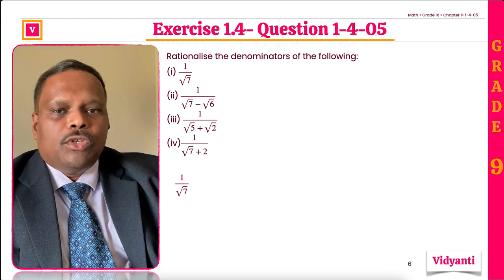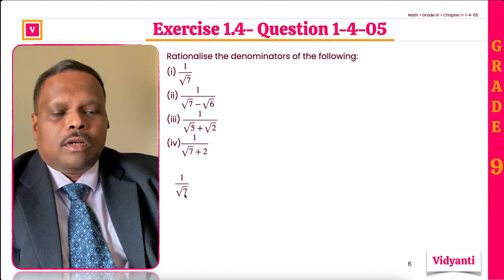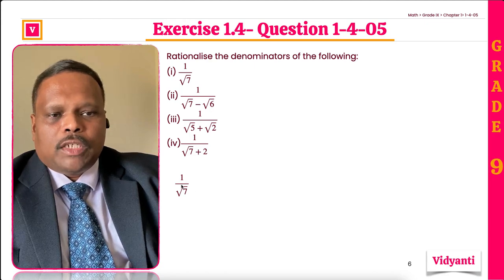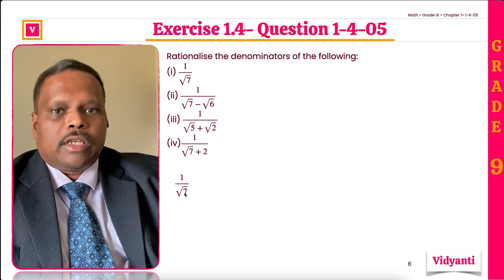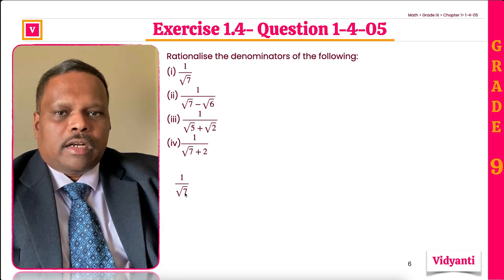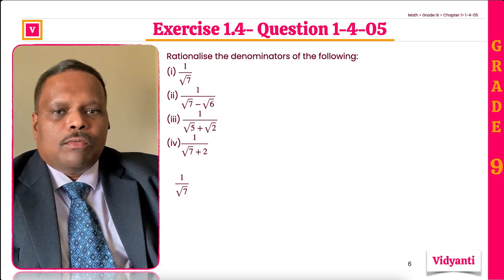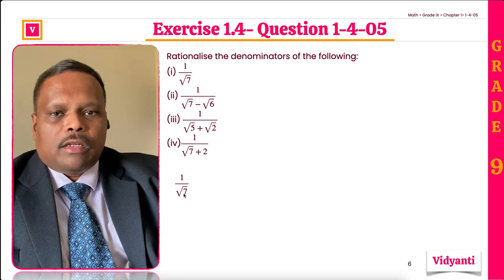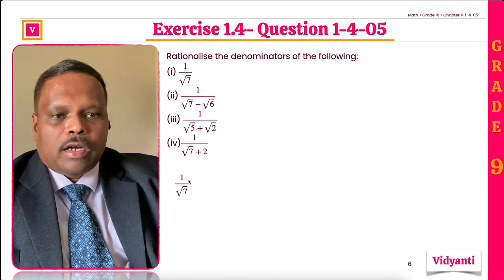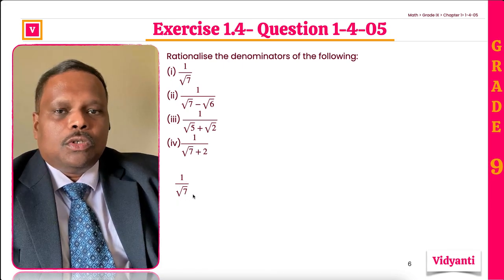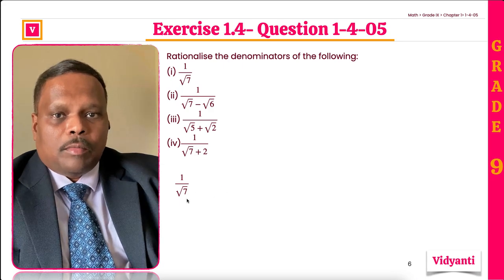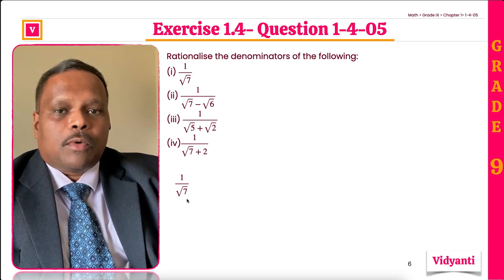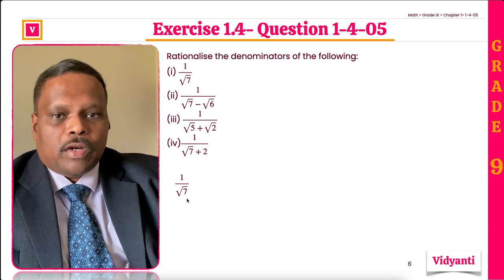We have difficulty visualizing a fraction whose denominator is an irrational number. For example, you take one object and divide it into root 7 people. Well, that's kind of difficult to imagine. We always prefer the denominator as a rational number. So the process of converting such a fraction into a fraction where the denominator is a rational number is referred to as rationalization, and that's exactly what is asked in this question.